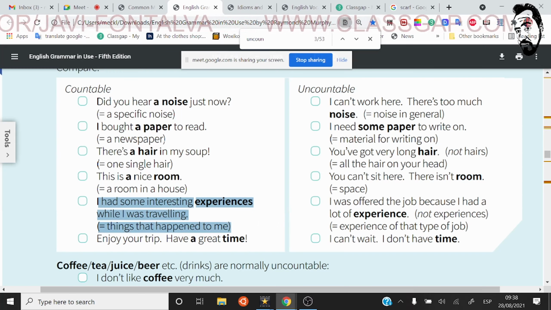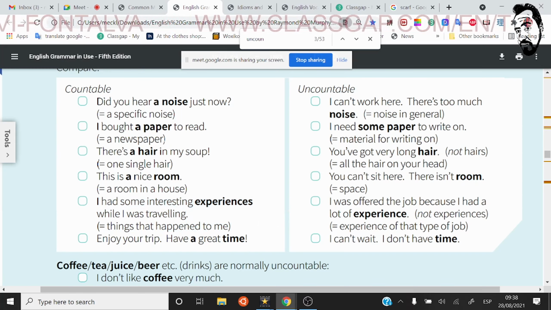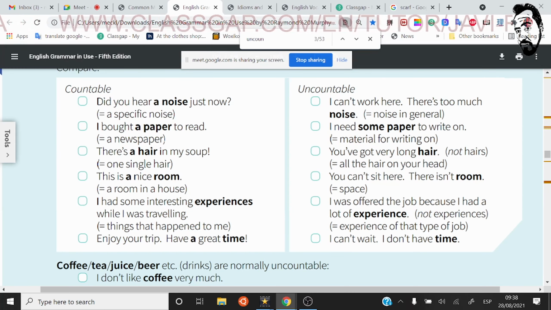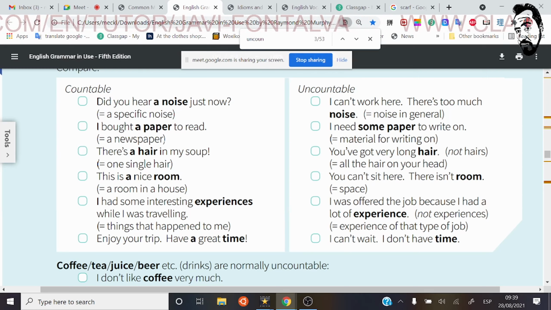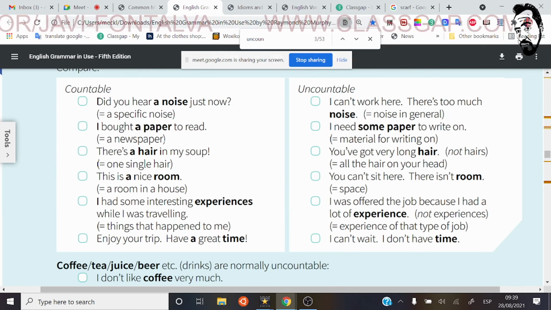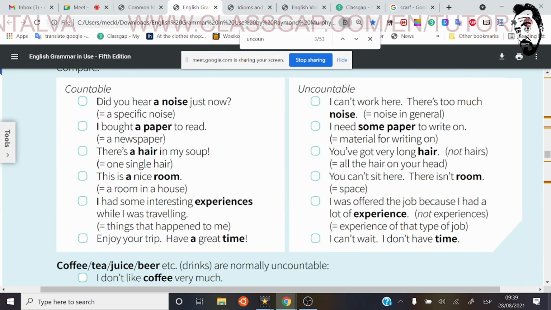Okay, next one. You can sit here. There isn't where. No hay dónde. Okay, no te puedes sentar aquí. No hay. There isn't room. Okay, you can say there isn't anywhere to sit. It's also possible, but that would be a different sentence.